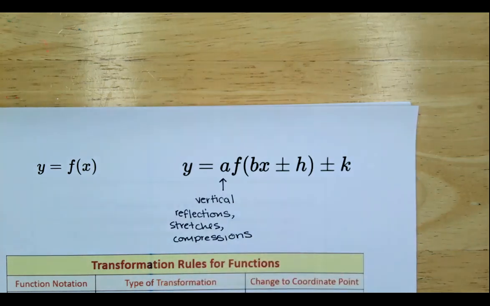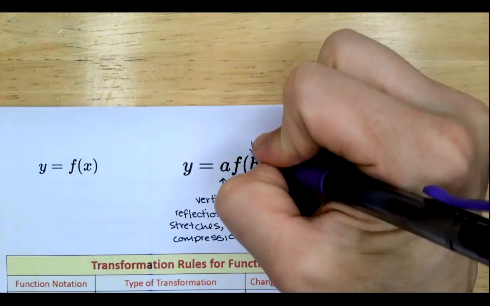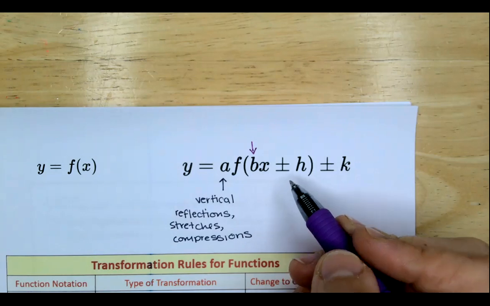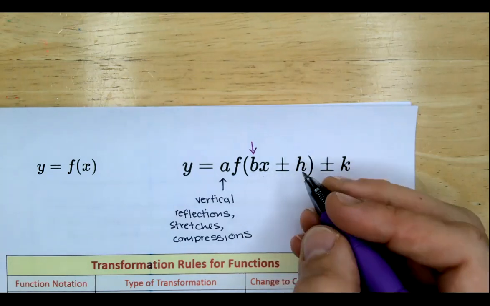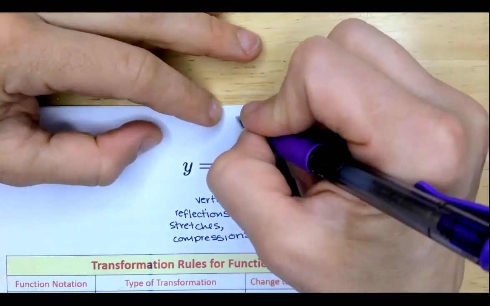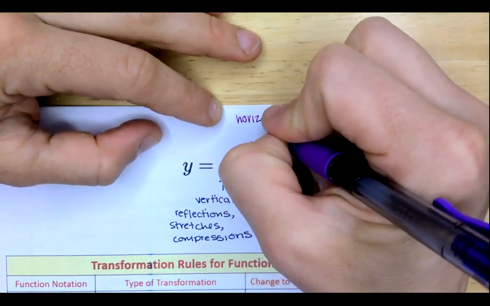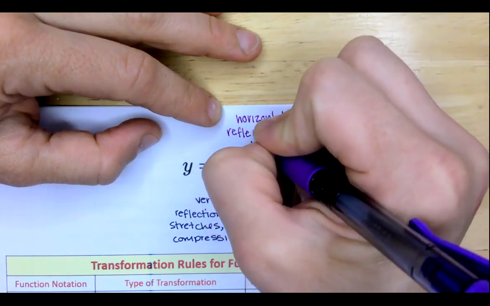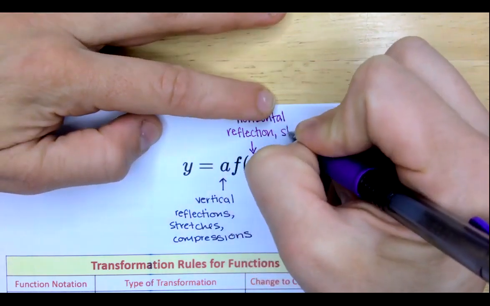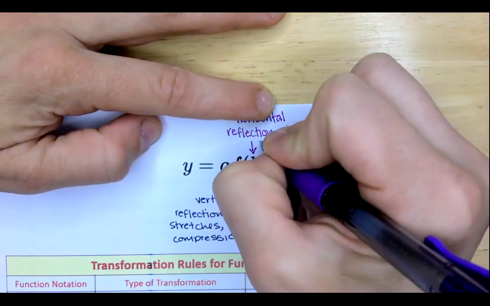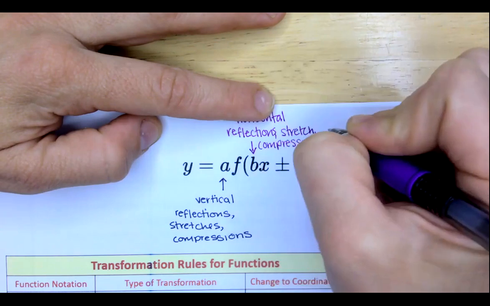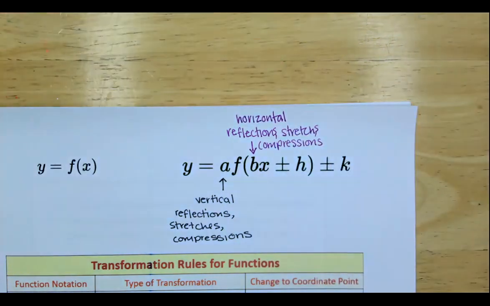Okay? If inside the parentheses you put a number next to the x, which means obviously multiplication, then that is going to be a horizontal reflection, stretch, or compression. All right.